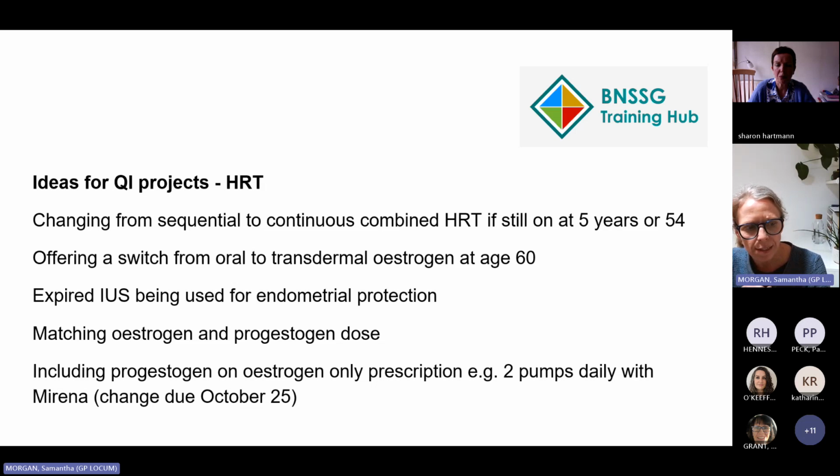And there's a move towards thinking about including the progestogen on the prescription for the estrogen only. So, for example, if somebody's on Estrogel, putting in the direction 2 pumps daily with a Mirena change due October 25. And that can just save you loads of time. If you're doing a whole bunch of med reviews and you come across an estrogen-only script, it means you don't have to look: have they had a hysterectomy? Have they got a Mirena? When was it fitted? So that can be quite a useful pragmatic way of supporting safe prescribing.